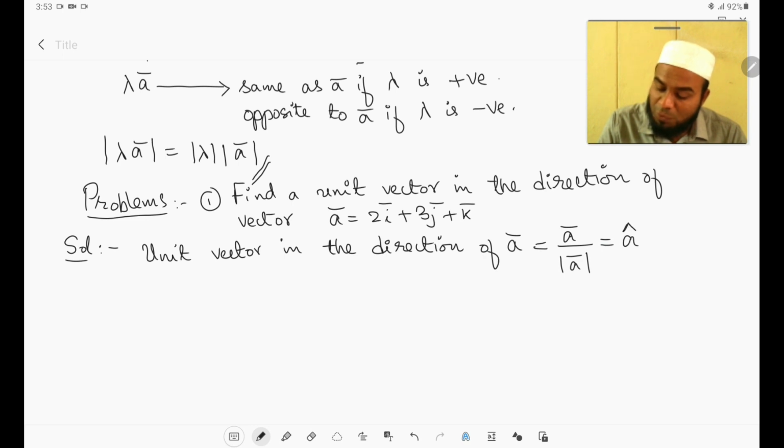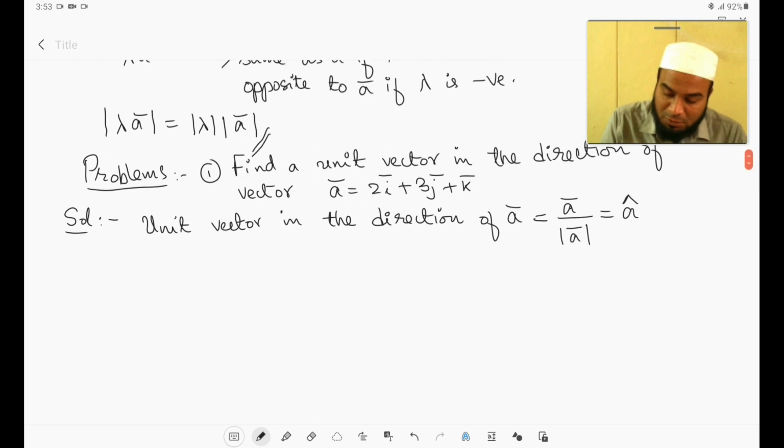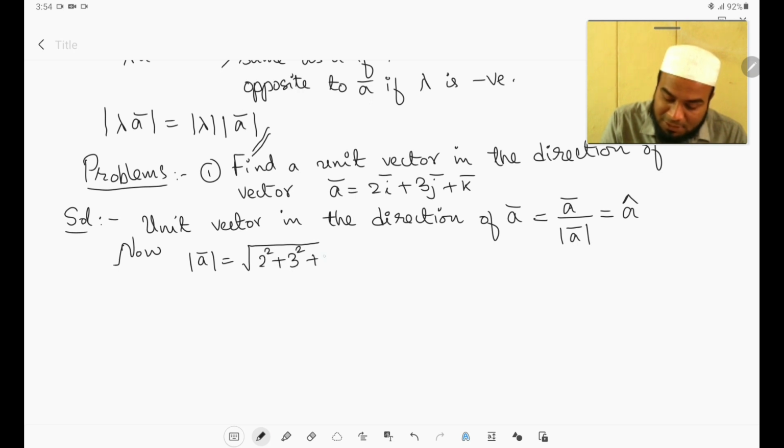The general notation of a unit vector is a cap. So we have to divide the given vector a bar by its magnitude. First let us compute the magnitude. The magnitude of a bar is given by the square root of 2 square plus 3 square plus 1 square, which when you simplify is the square root of 4 plus 9 plus 1, which is nothing but the square root of 14.